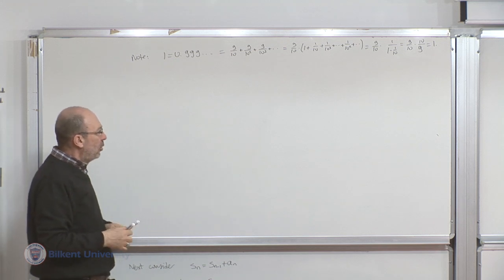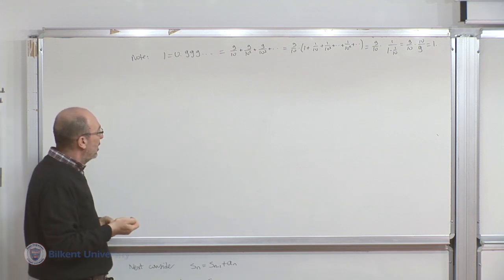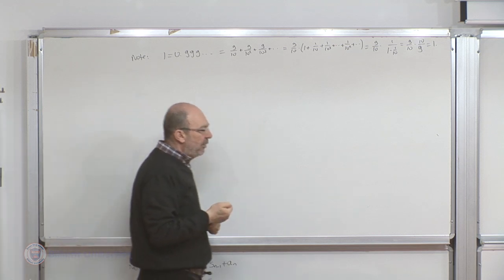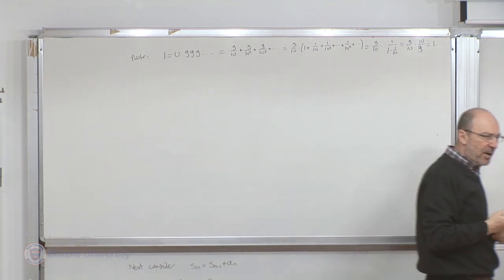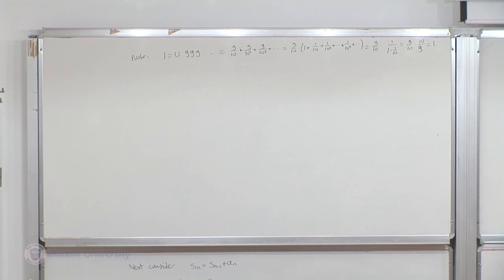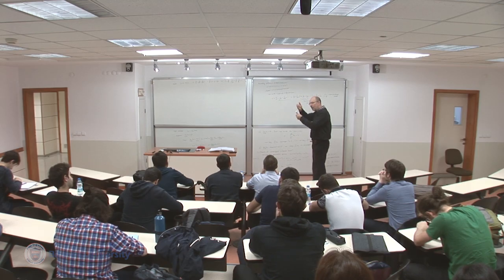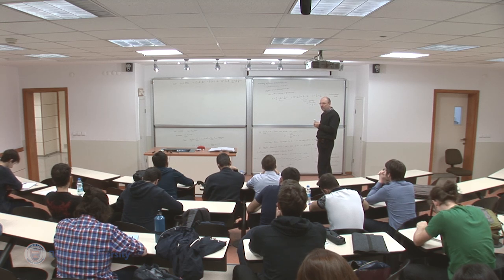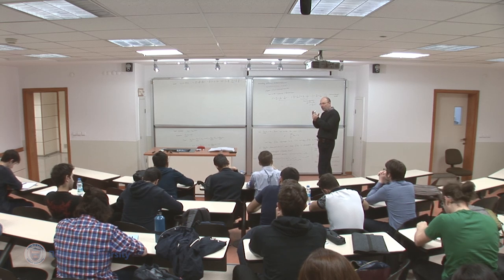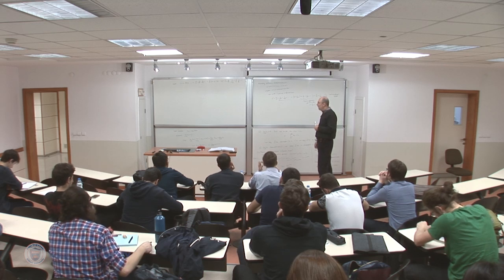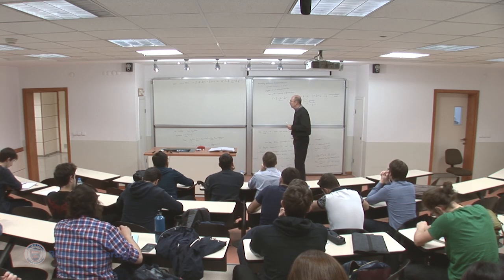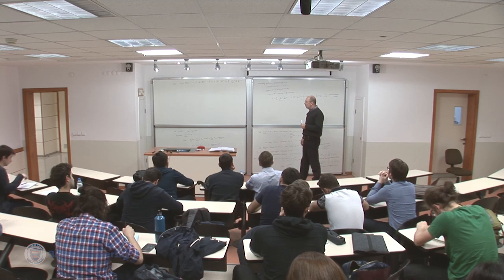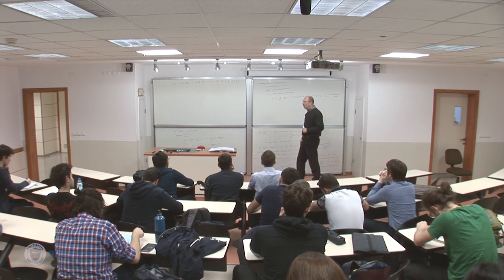So this reminds us that every real decimal expansion ending in zeros can also be written as ending in nines. You just subtract one from the last digit, make it smaller, and instead of zeros you put all nines. So those are two different representations of the same number.